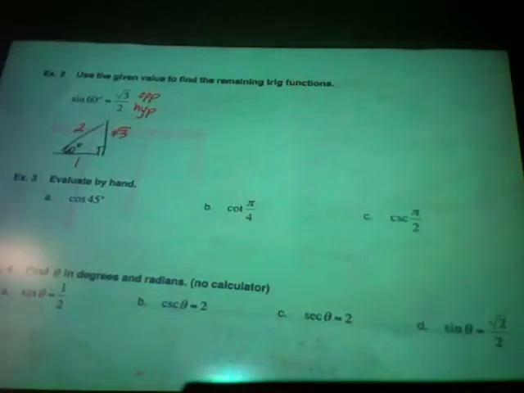What's the other leg going to be? 1. Only because we know it's a special right triangle. Otherwise, we'd have to use the Pythagorean theorem to find that missing side. So now find sine. Well, we already have sine. So find cosine of 60 degrees. Tangent of 60. Cosecant of 60.